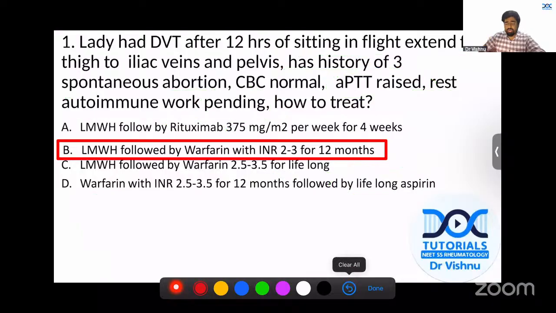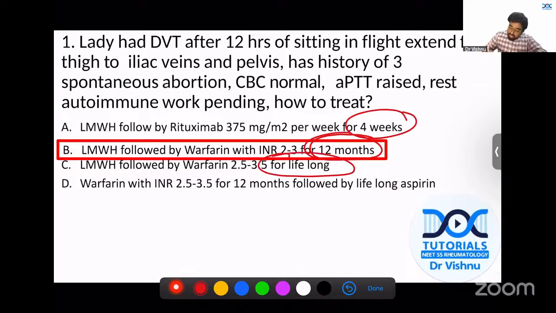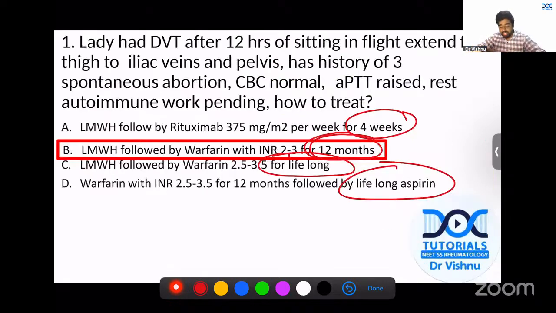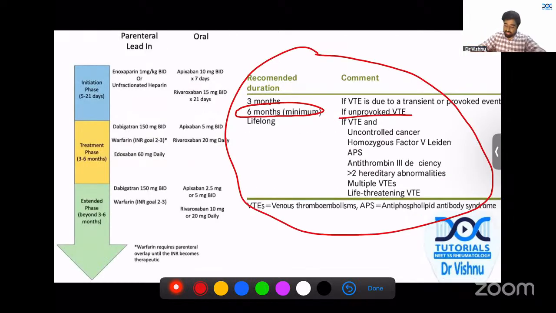There is no proper provocation except for a prolonged flight. So here the option of 6 months is not there. If it was 6 months, then that also would have been a right answer, right? So here that duration is not being tested. Duration is being given in all the options, but the main thing is, do you want to give lifelong or not lifelong? That is the main question. And because this patient is not fitting into antiphospholipid syndrome, you should not give the patient lifelong aspirin.